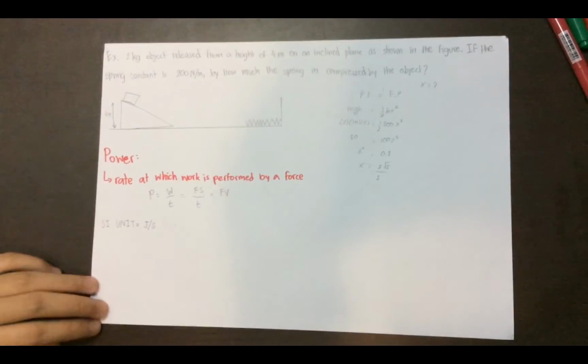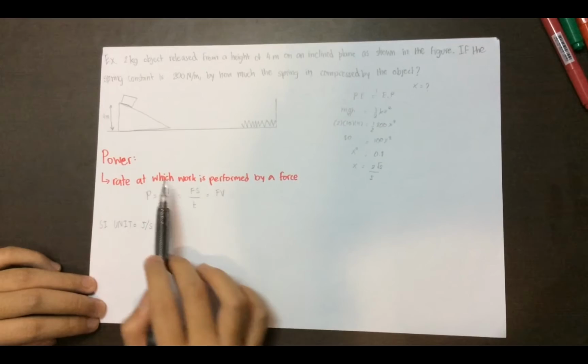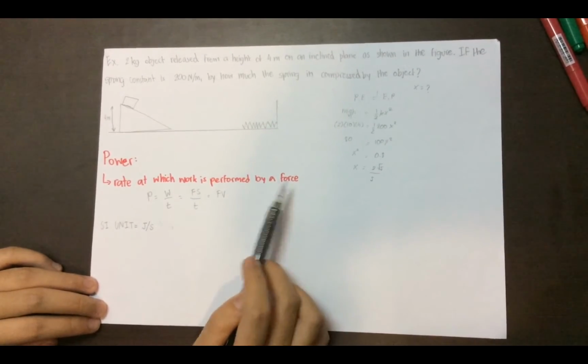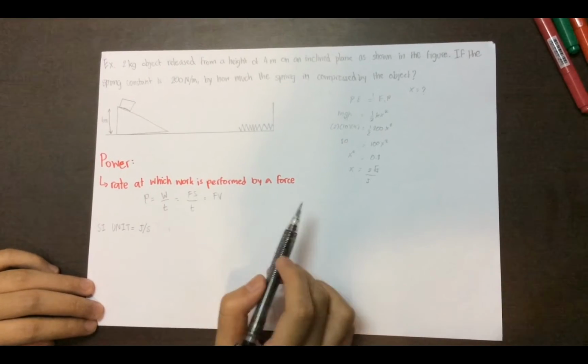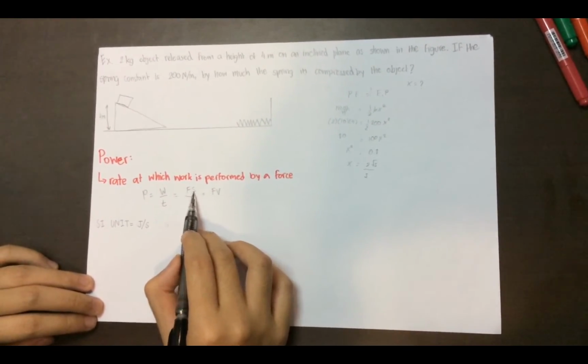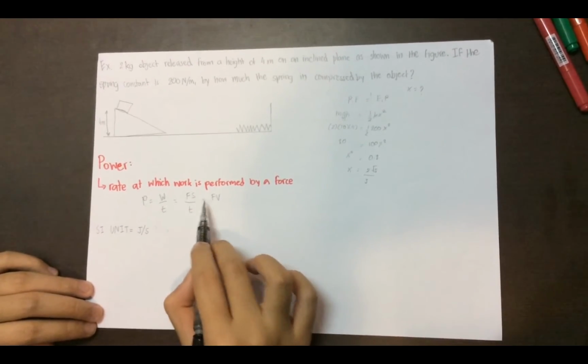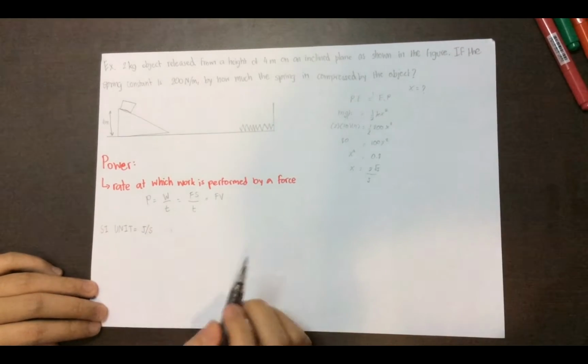For the last topic, power. Power is the rate at which work is performed by a force. So power equals W/t, and it can be F times s/t, or Fv. The SI unit for power is joule per second.